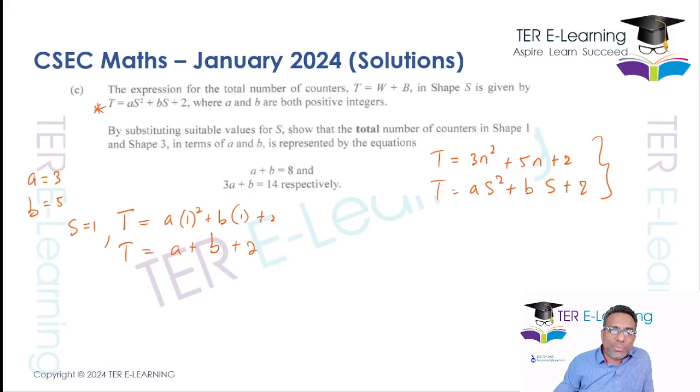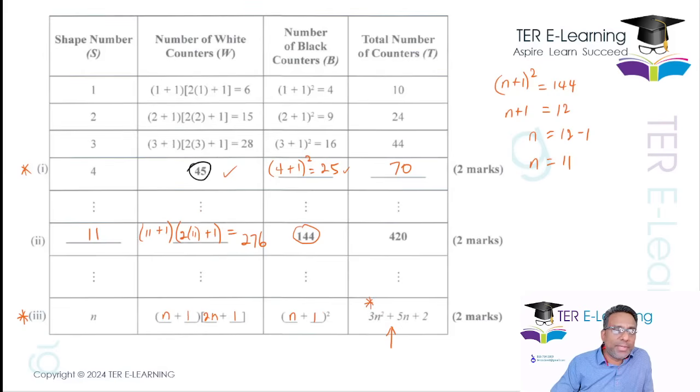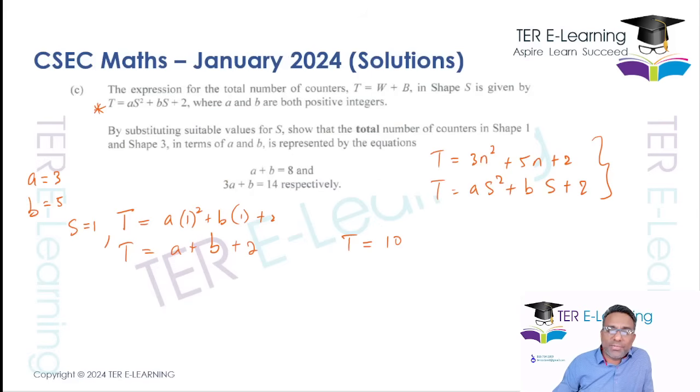Now the thing is, that's the total number of counters, right? But according to the table, let's go back to the table and see what we have here. According to the table, for figure 1, you actually have 10 counters. So therefore, what we have here is A plus B plus 2 is equal to 10. So A plus B is equal to 10 minus 2, so A plus B is equal to 8. Right, okay, so now I understand what they're saying here.